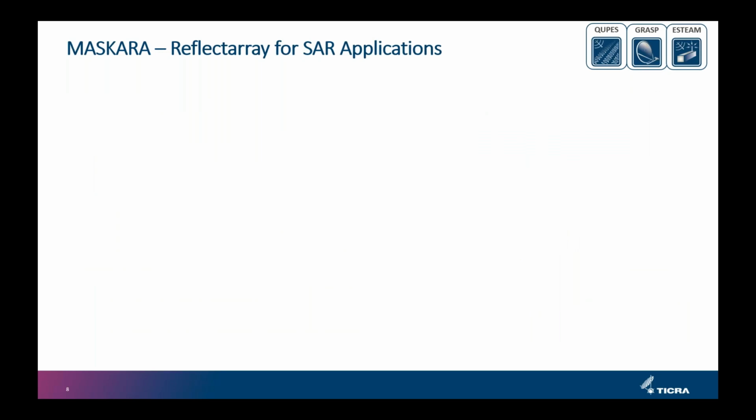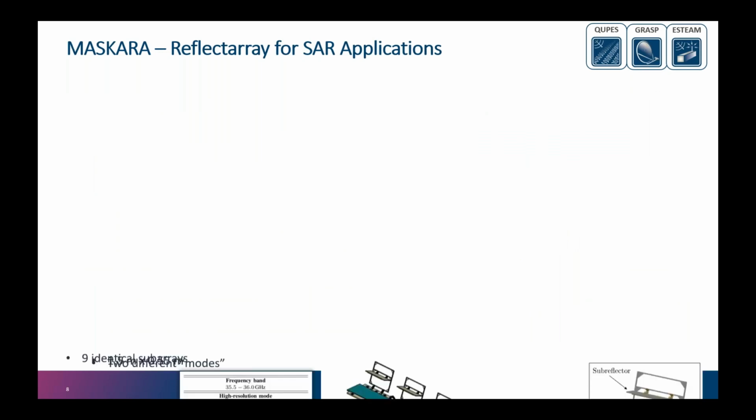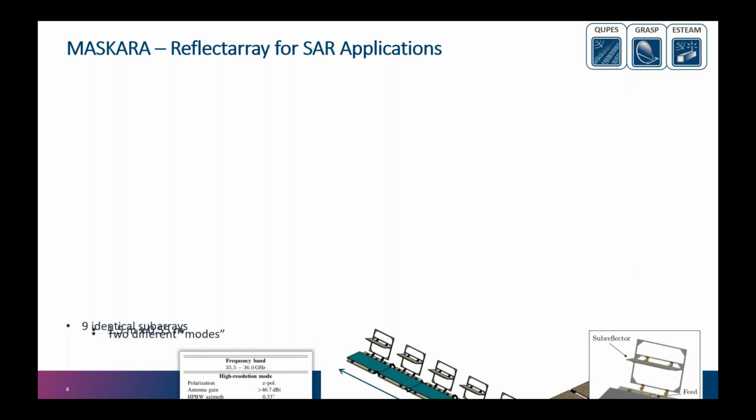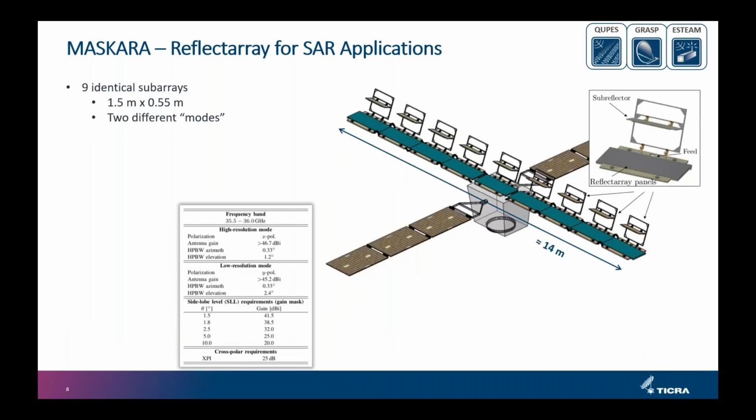As an example, here we have the Mascara project. This was a project we ran with ESA and Airbus. It is an array for synthetic aperture radars. It comes with 9 identical sub-arrays that are created out of these reflector array antennas. So we have a feed down here, then we have the sub-reflector up here, which is just a metallic plate, and then the reflector array down here.